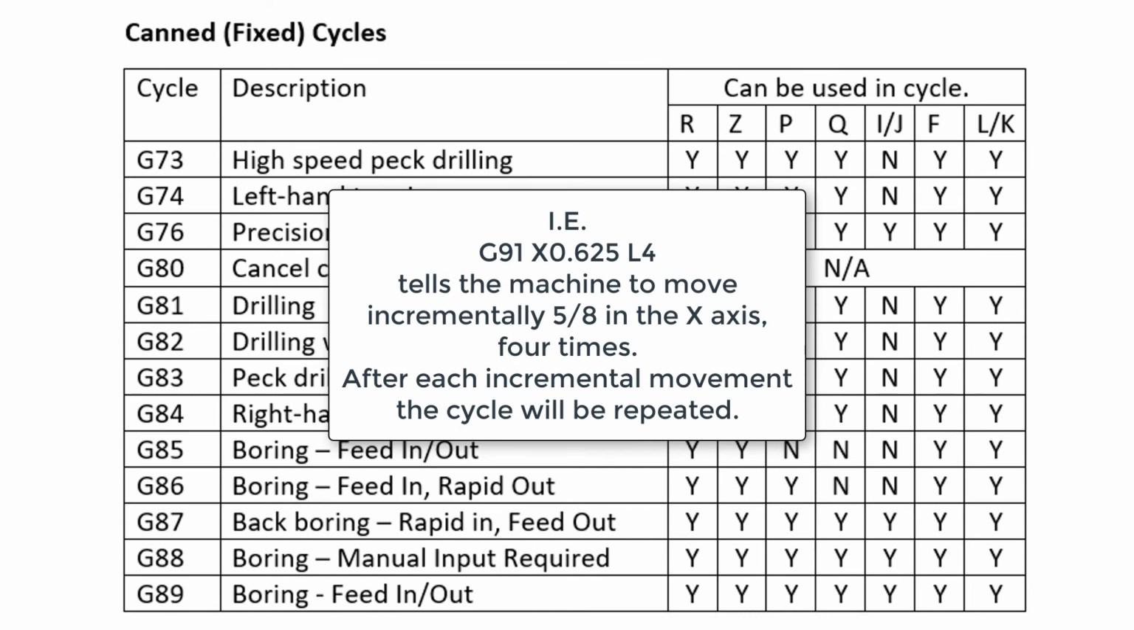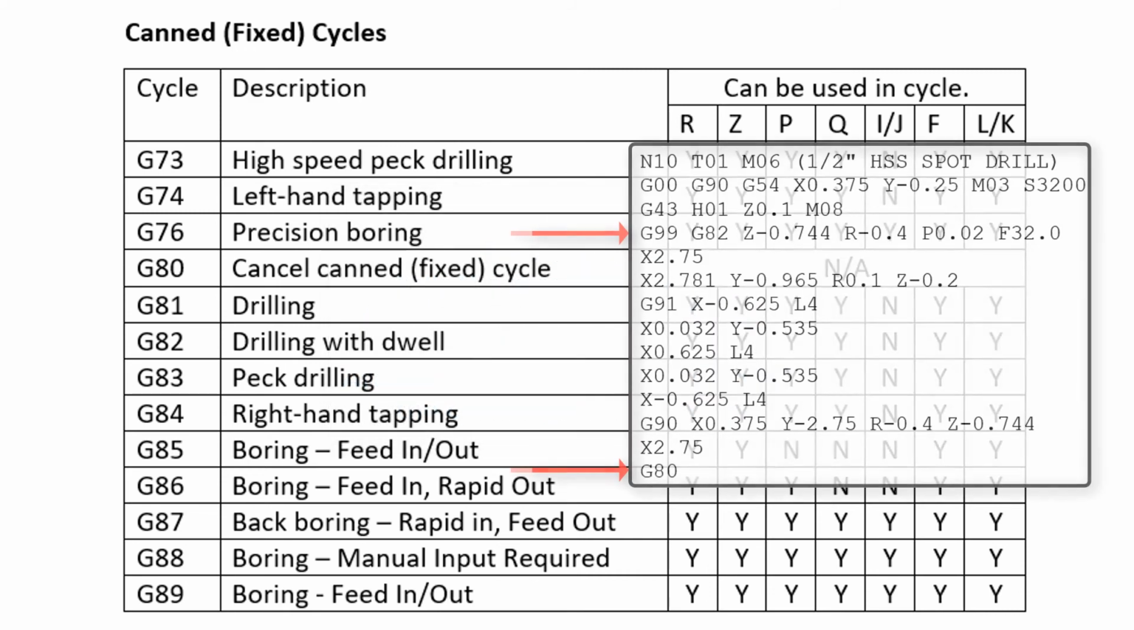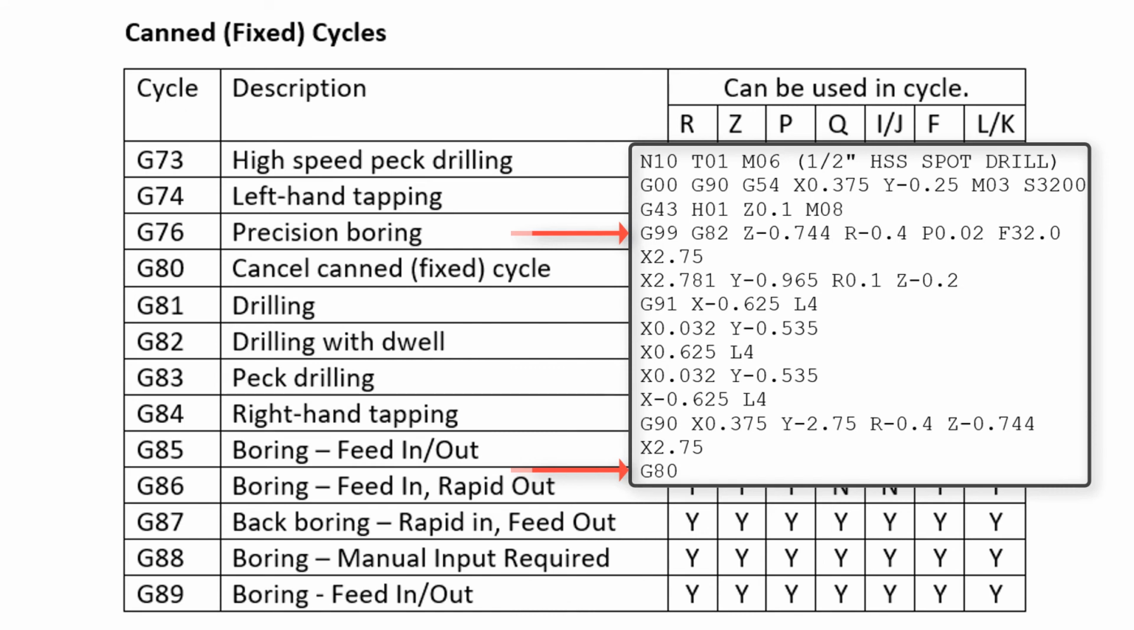When used between the CAN cycle line and the G80, it tells the machine how many times to repeat an incremental X and or Y movement. Once a cycle is established, it will be repeated for every line containing an X and or Y coordinate until the G80 code is reached, which ends the cycle.